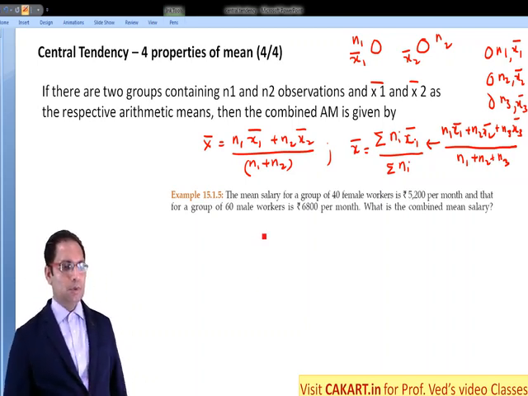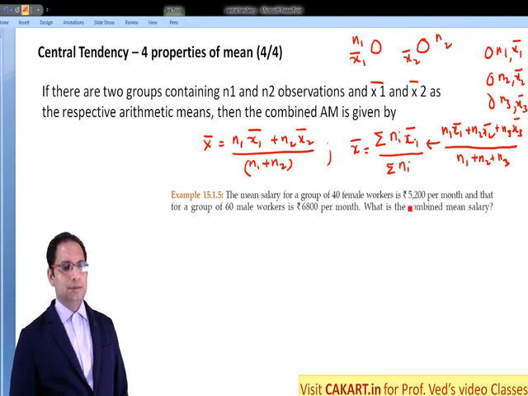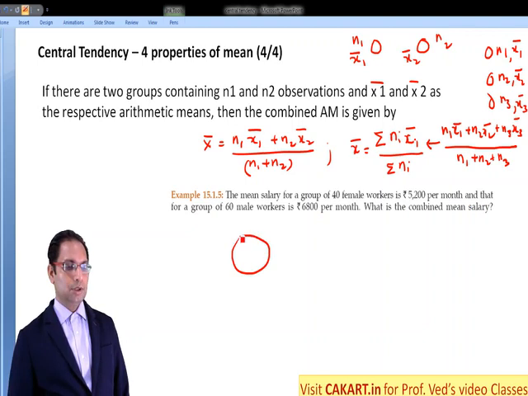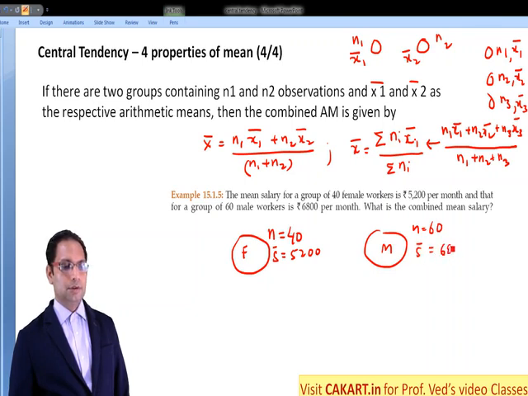Okay, so one example we'll quickly solve. The mean salary for a group of 40 female workers is 5,200 per month, and that for a group of 60 male workers is 6,800 per month. What is the combined mean salary? So there is one group here which is a female group, and n for this is given as 40, and the average salary is given as 5,200. Another one is male, and here n is given as 60, and the average salary here is given as 6,800.